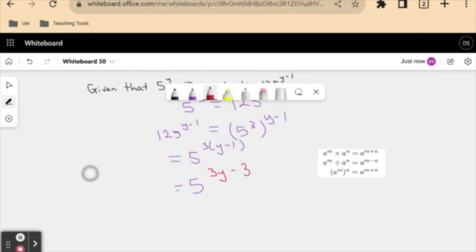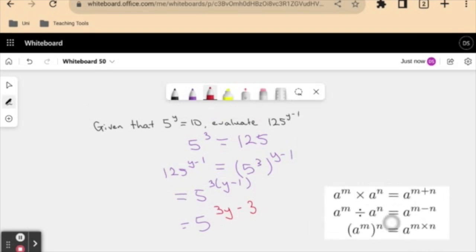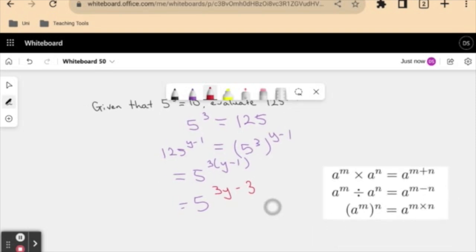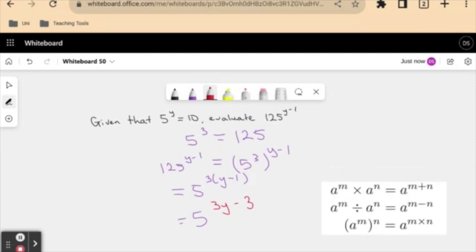Now, some of you may argue, well, we're still at a little bit of a standstill here because I have a y here. That's pretty good. I've got a y and that's kind of some power of 5. But this thing here is problematic.